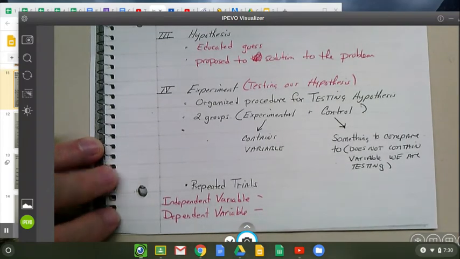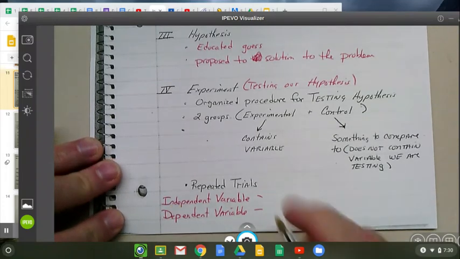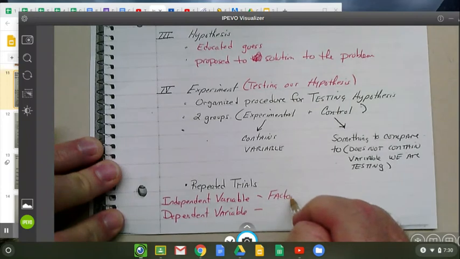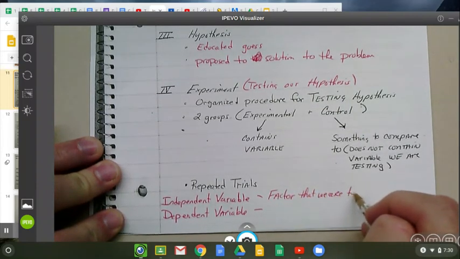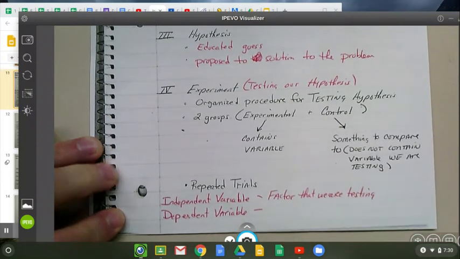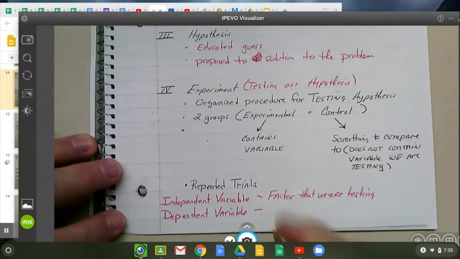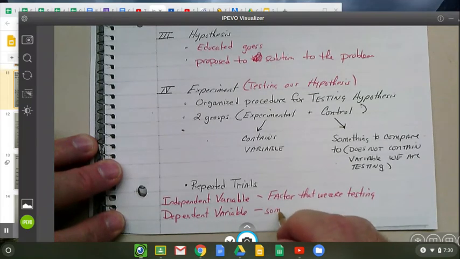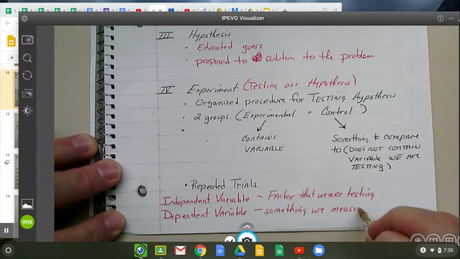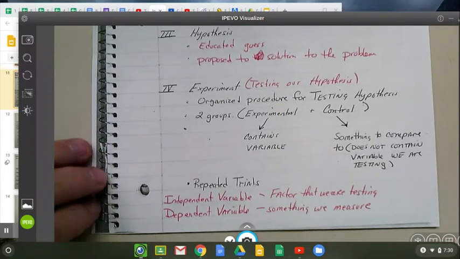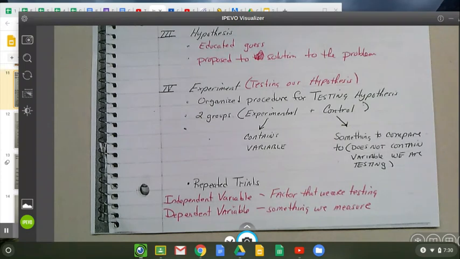So, whenever you're setting up an experiment, we need to know what it is we're testing. All right, so that is our independent variable. It is the factor that we are testing. And the dependent variable is something we measure. Okay. And on the next page, I will show you an example of how we identify the independent and dependent variables.